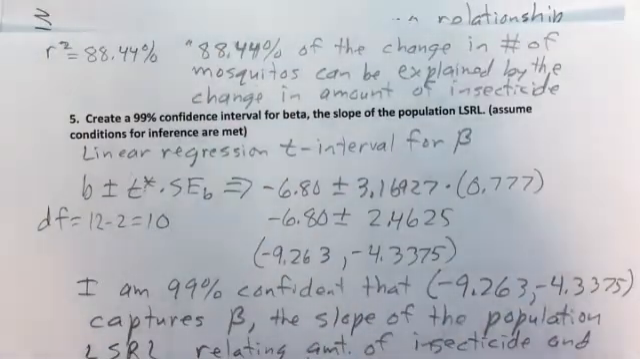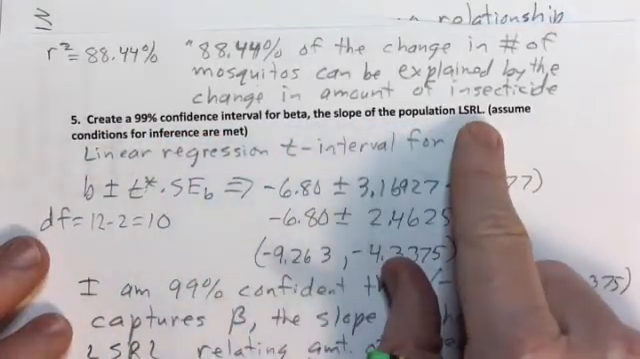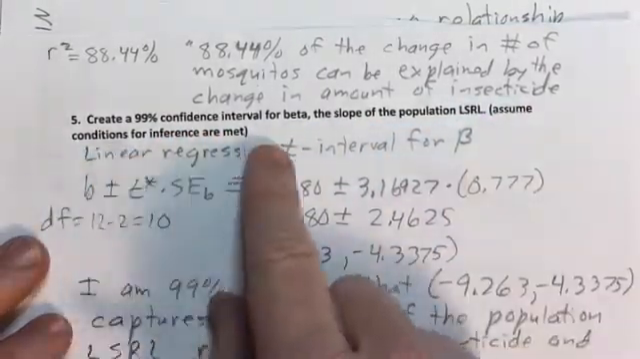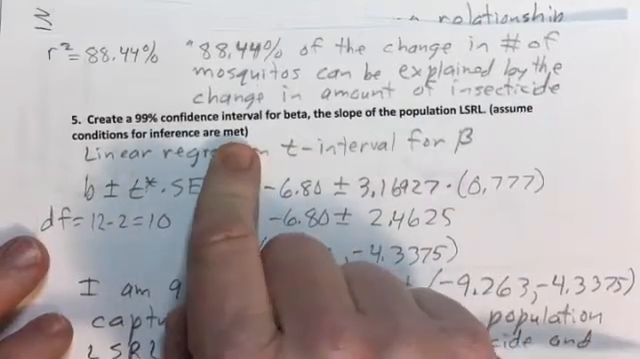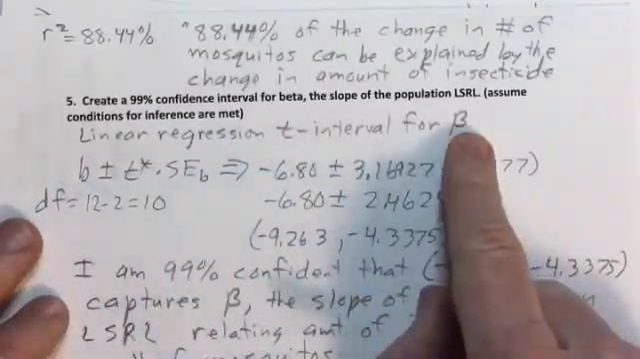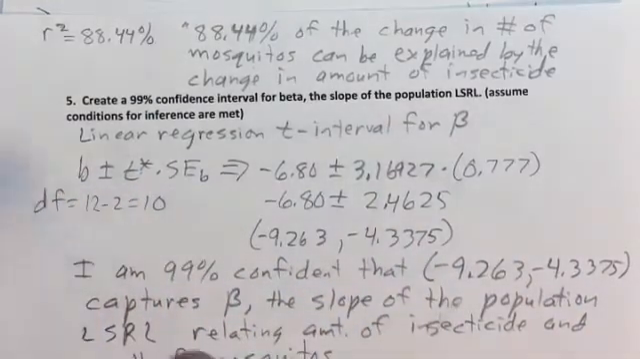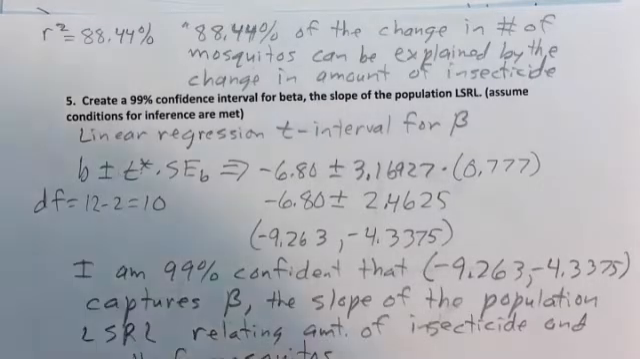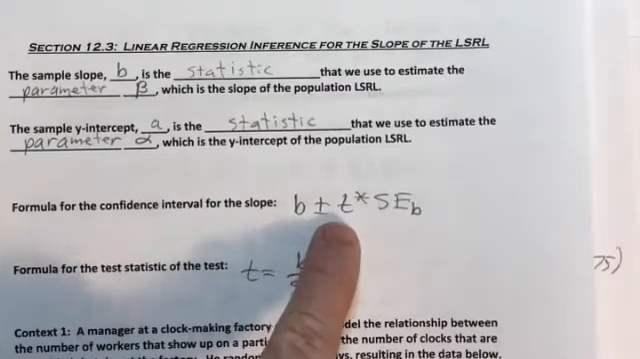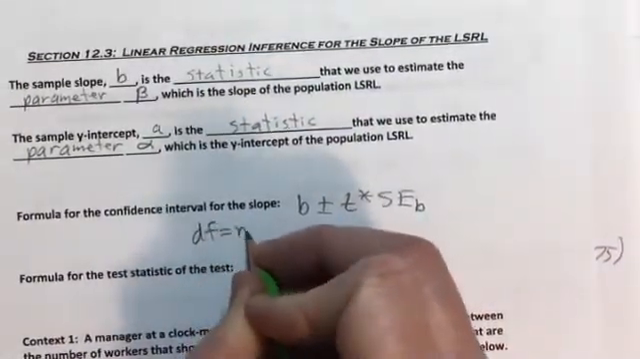All right. So now let's do the chapter 12, section 3 stuff. Create a 99% confidence interval for beta, the slope of the population least squares regression line. Assume the conditions for inference are met. That's nice, because we don't have to do the linearity check. So once again, this is a linear regression t interval for beta. There is our equation. So let me remind you, our formula, as we talked about, is b plus or minus t star times the standard error, and our degrees of freedom is equal to n minus 2.